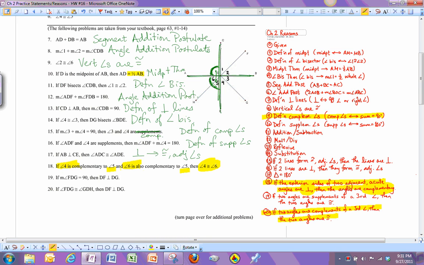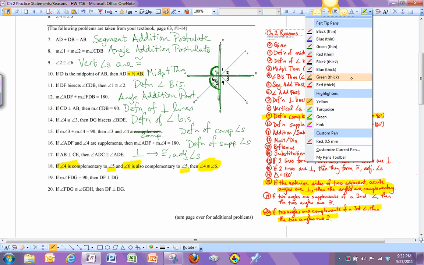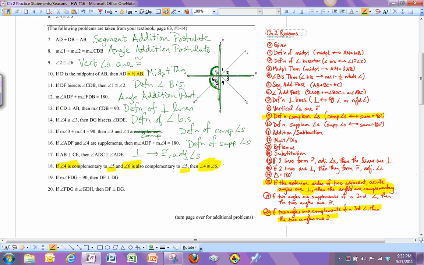4 and 6 are complements of 5. So the 2 angles 4 and 6 are congruent. So let's write that one down. 2 angles are complements of a third angle gives you the two angles congruent.